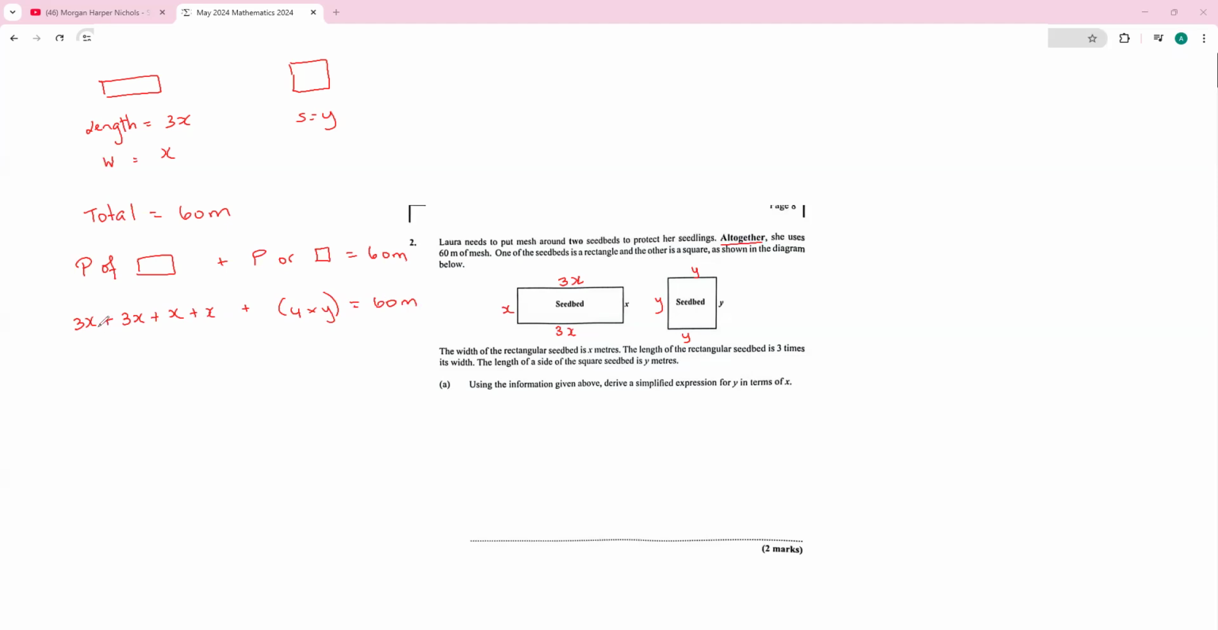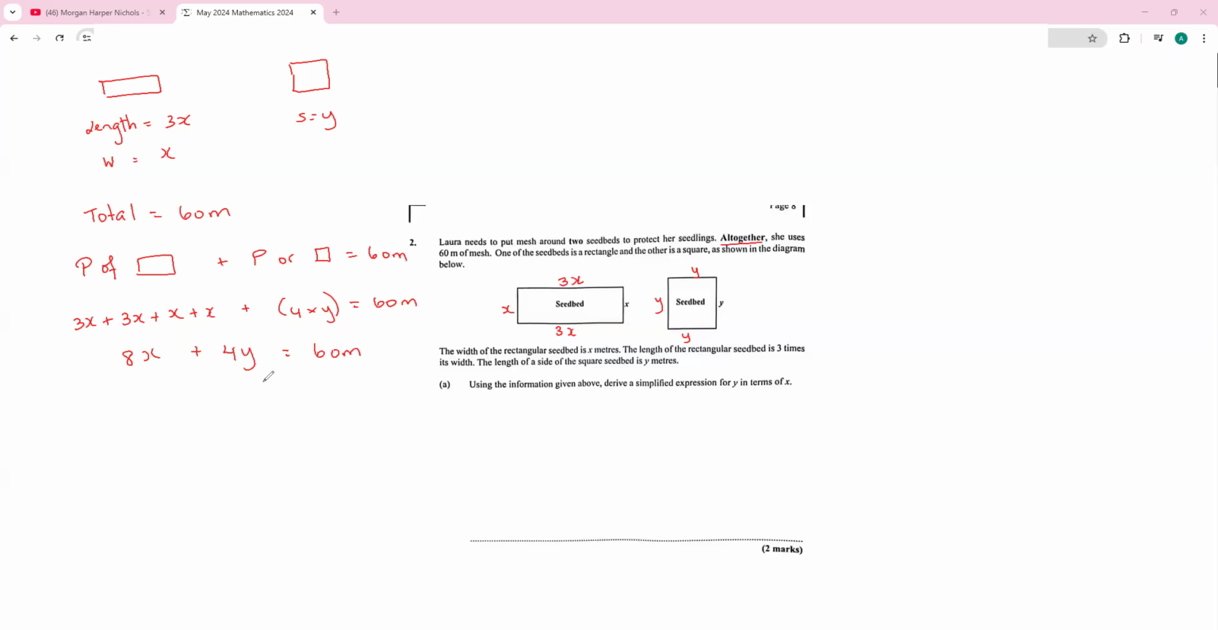So we'll end up with 3x plus 3x. That's like 3 mangoes plus 3 mangoes, that's 6 mangoes. If there's no number in front, we understand it's 1. So that's 6 plus 2, which is 8x, plus 4y is equal to 60 meters.